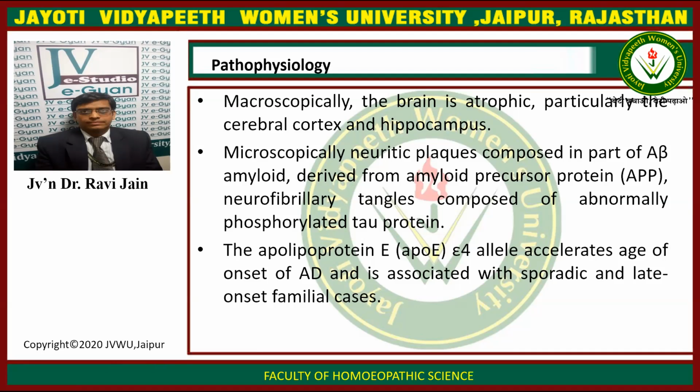Neurofibrillary tangles composed of abnormally phosphorylated tau proteins are there, and apolipoprotein E, or apoE, with the E4 allele accelerates the age of onset. This is the allele present on the gene that accelerates the age of onset of Alzheimer's disease, and it is associated with sporadic and late onset familial causes. So these are certain causes that are responsible for the development of Alzheimer's disease and the changes that occur in the brain in cases of Alzheimer's disease.